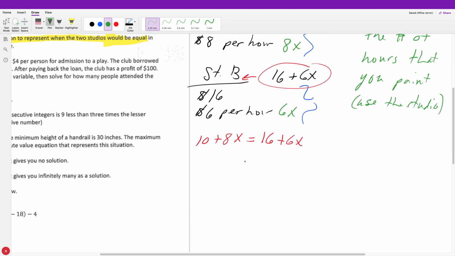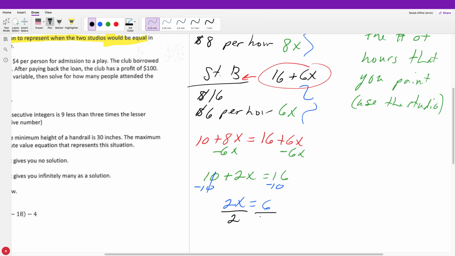All right, then from here, we're going to go ahead and solve. So I'm going to move my variables to one side. So I'll subtract 6x. So 10 plus 2x is equal to 16. So now that I got my variable on one side all by itself, I need to move my constants to the other so I can start isolating my variable. So I'll subtract 10. So I get 2x is equal to 6. And now since we're multiplying, the inverse of multiplication, or the opposite of multiplication, is division. So then we'll divide each side by 2 and x is equal to 3. So this means that it will be 3 hours. If you were to do each studio for 3 hours, they would be equal in price.